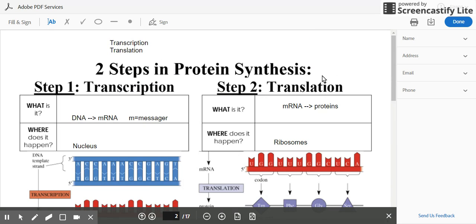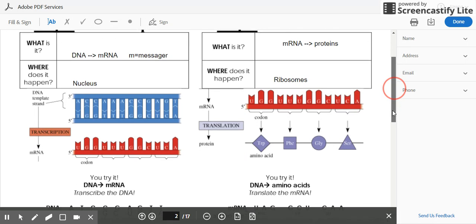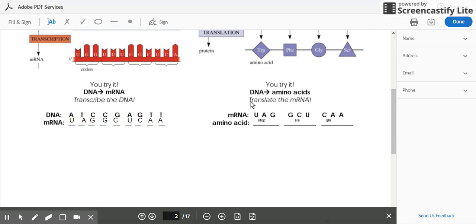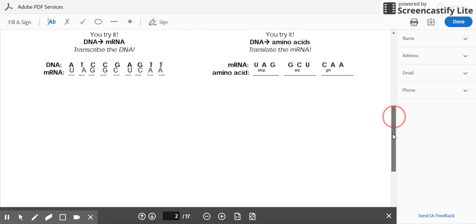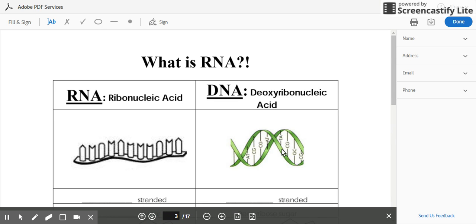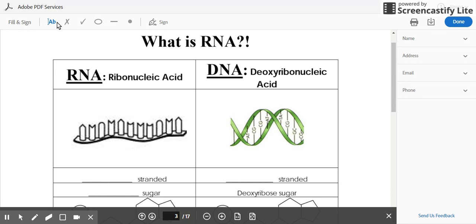And then we have our second step, translation, where we go from mRNA to proteins. This happens at the ribosomes, because ribosomes make proteins. So we take our single-stranded mRNA and we can use our codon chart, or we can use the tRNA to find the amino acids. After we find the amino acids, we put them together and then we have created a protein.